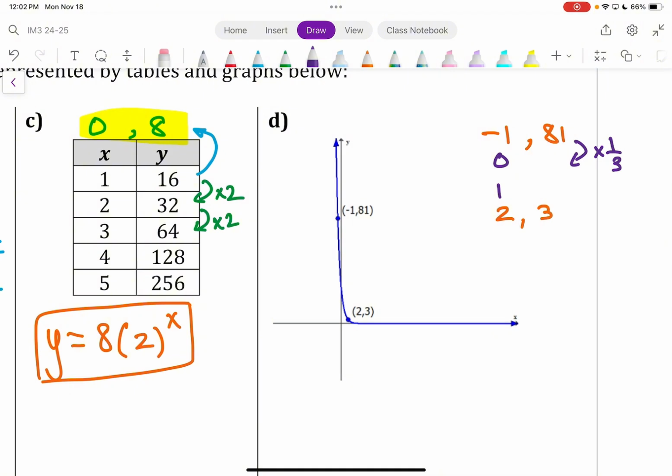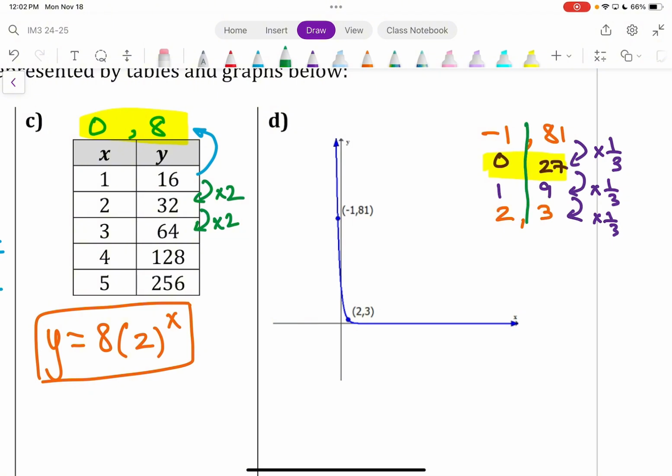Well, 81 times 1/3, right? 81 divided by 3 is 27. So this is 27. 27 times 1/3 is, once again, 27 divided by 3, which is equal to 9. And then this does check out. 9 times 1/3 is equal to 3. So we have figured out that our growth factor is 1/3, and we've also figured out that our a value is equal to 27.